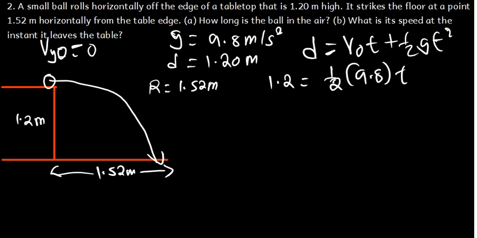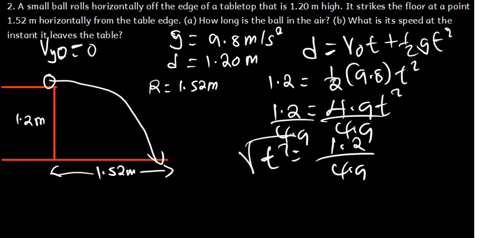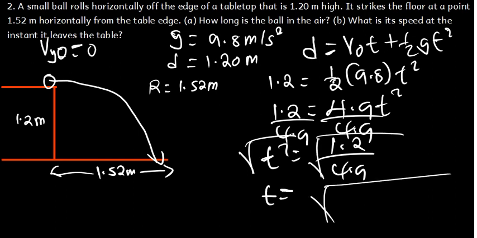Our goal is to find the time. Okay, so we can see that 1.2 is going to be equal to 1 over 2 times 9.8, which is 4.9 t squared. What we're going to do now, we are going to divide both sides by 4.9. So my t squared will be equal to 1.2 divided by 4.9. Now my goal is to find the value of t. I can get the square root of both sides. So t will be equal to the square root of 1.2 divided by 4.9.